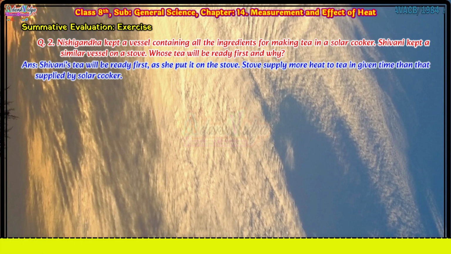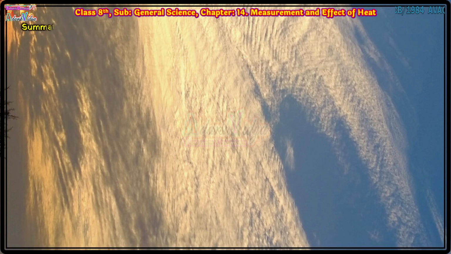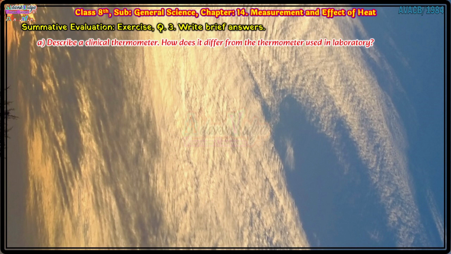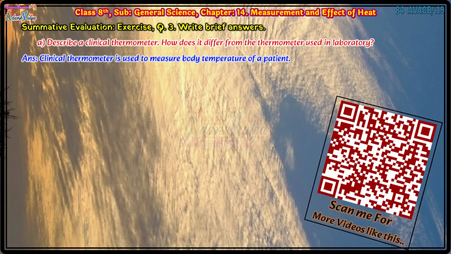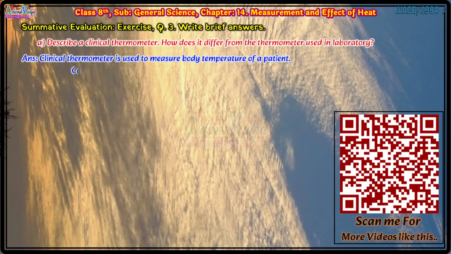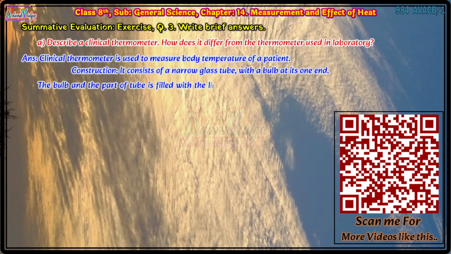Question 3. Write brief answers. Here first one. Describe a clinical thermometer. How does it differ from the thermometer used in laboratory? Answer is: clinical thermometer is used to measure body temperature of a patient. Construction: it consists of a narrow glass tube with a bulb at its one end.